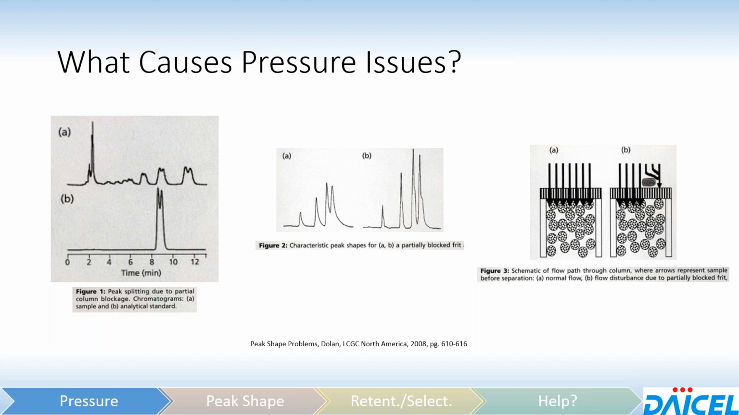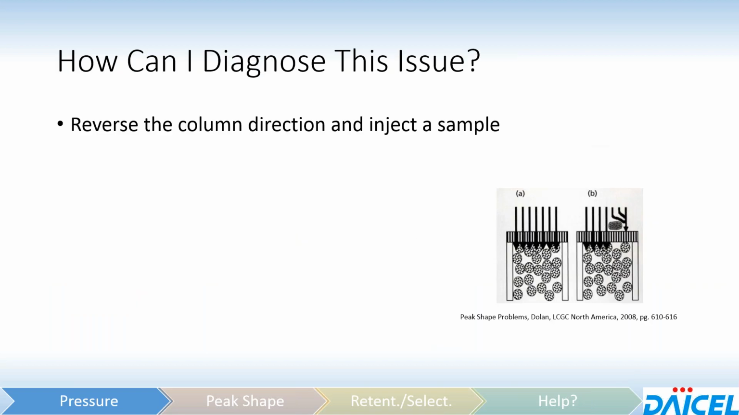So what happens? It's blocked. How can you diagnose this issue? How do you know for sure that it's a blocked inlet frit? There's a test that you can kind of do that sometimes works. It's not 100%. You could still see some of these issues arising as a result of either degradation of the column or some other issue.